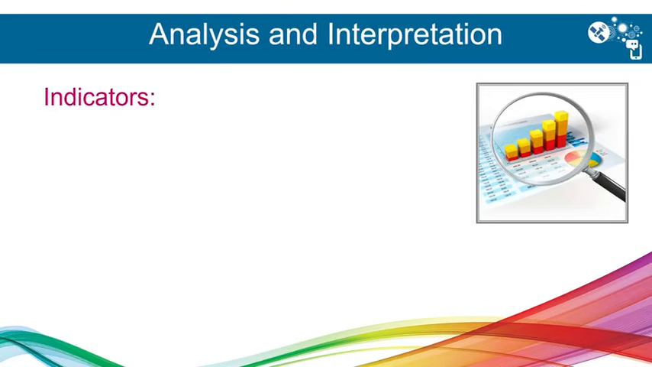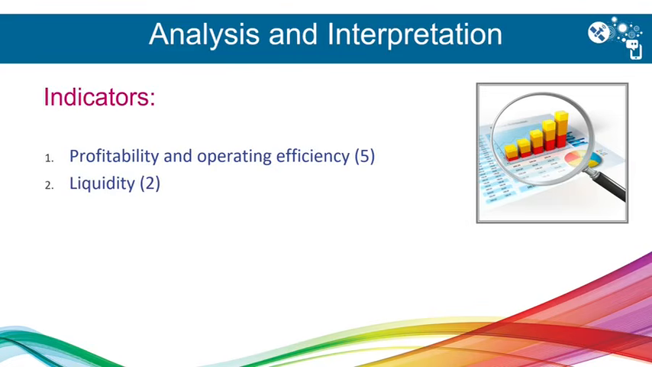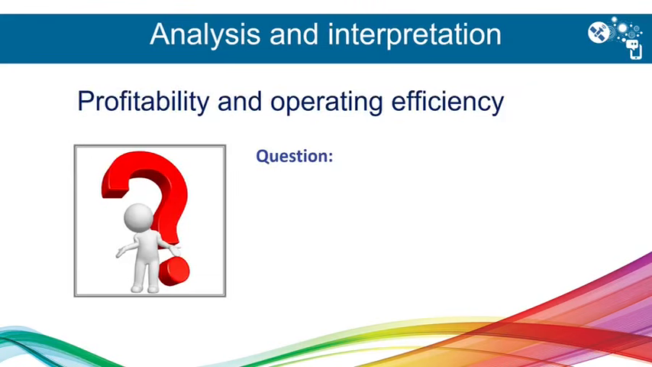The indicators that we're going to look at: profitability and operating efficiency, there are 5 of them. Liquidity, this year we're only going to look at 2 liquidity ratios. Next year there will be more. Solvency, only 1, and then the return on investment, only 1. So there are 9 ratios that you need to study for grade 10, not that much. So please put in that effort.